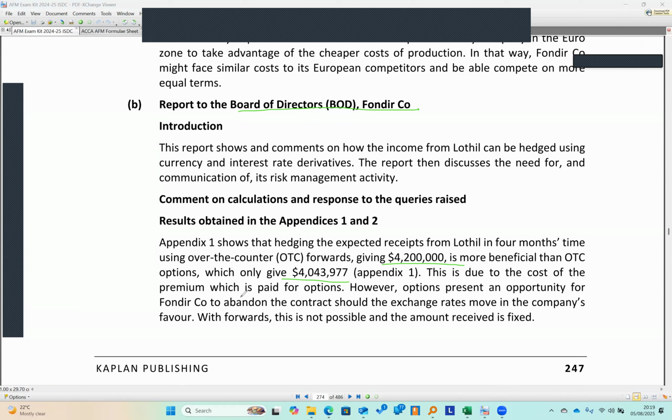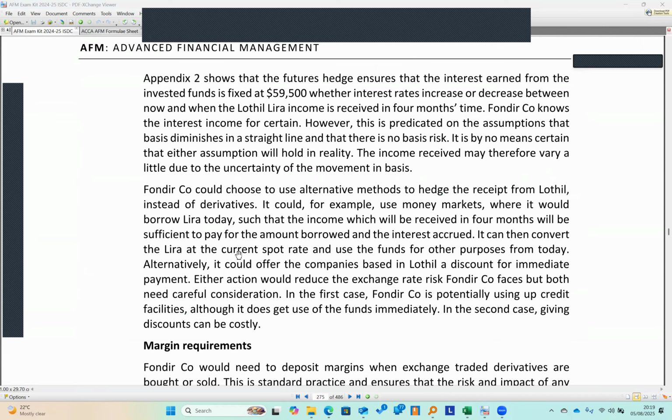This is the fact that the cost of premium which is paid for options makes this figure lower. However, options present an opportunity for Fondir to abandon the contract should the exchange rates actually move in the company's favor. But with the forwards, that's not possible and the amount is fixed. I think I've said that already, and I just want to see whether they mention the thing about default risk.